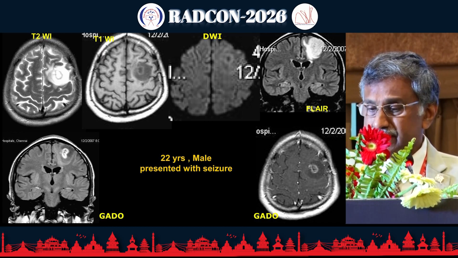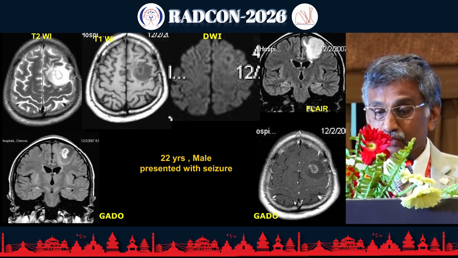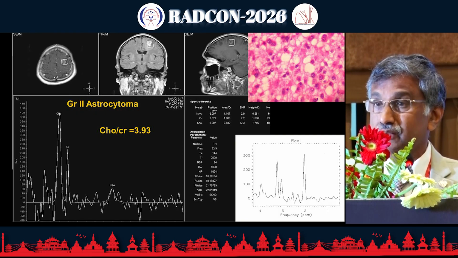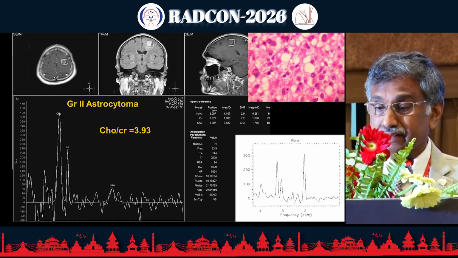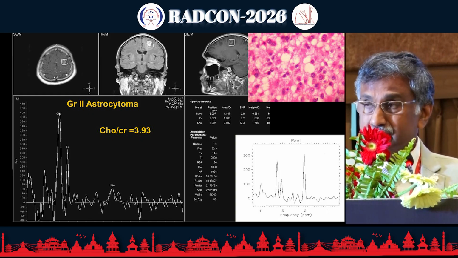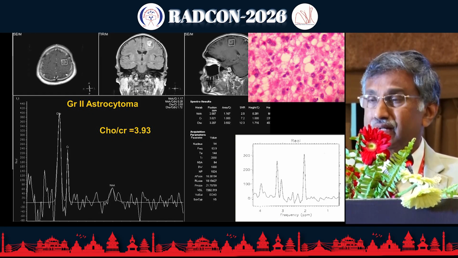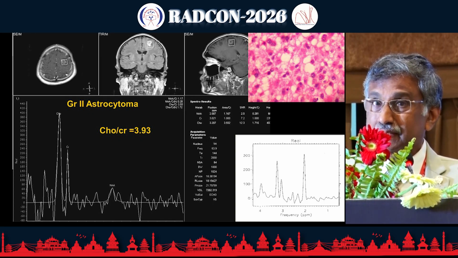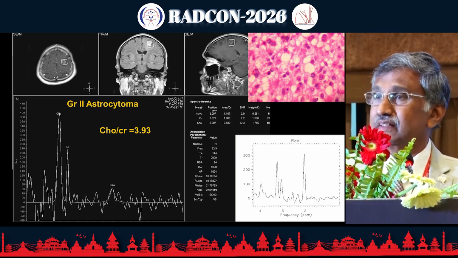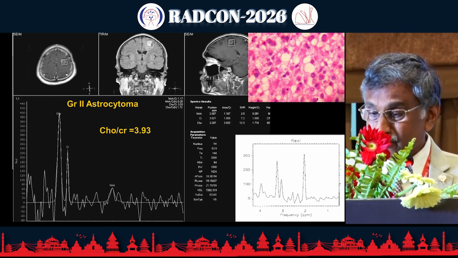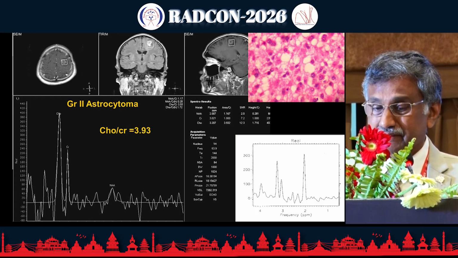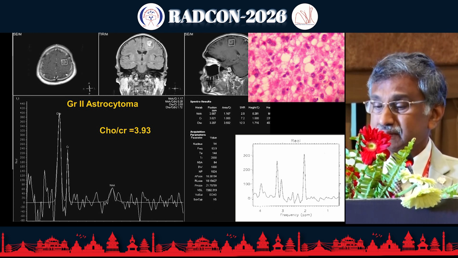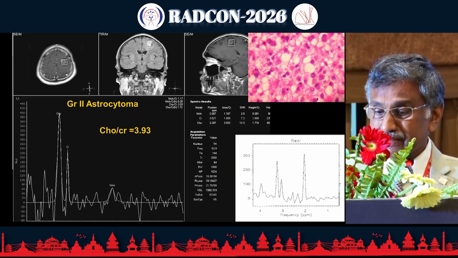So we did MR spectroscopy. It shows gross elevation of the choline creatinine ratio, around 4, near 3.93. There is no lactate peak or anything else, so MR spectroscopy discloses that the lesion is a neoplastic process. It was confirmed to be a grade 2 astrocytoma. This is the normal spectrum.